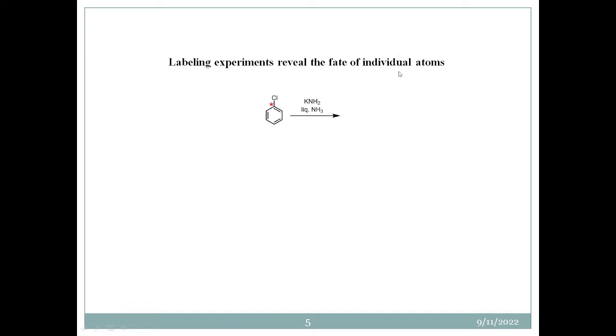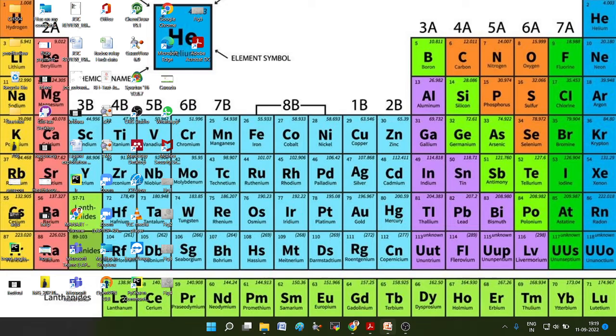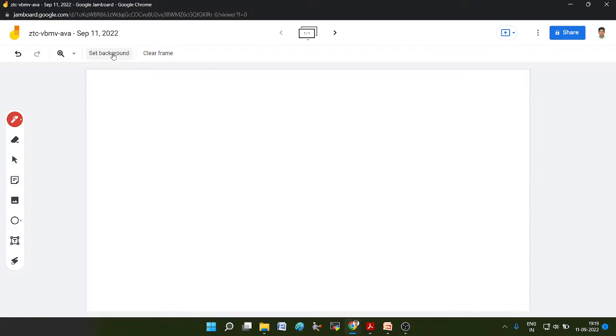Now let's say we don't know anything about the mechanism, what it follows or anything. Basically we have a benzene ring with the chloro substituent, and we treat it with KNH2, and we get amine in place of chlorine.